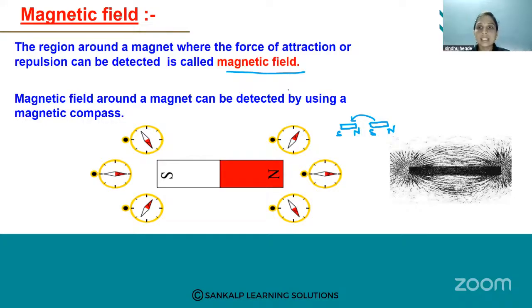See, magnetic field is nothing but the region around a magnet where the force of attraction or repulsion can be detected. Okay, and that is called magnetic field. Magnetic field is nothing but a particular region around the magnet. For example, this is a magnet. Okay, only in some particular regions the field is generated, not all the regions.